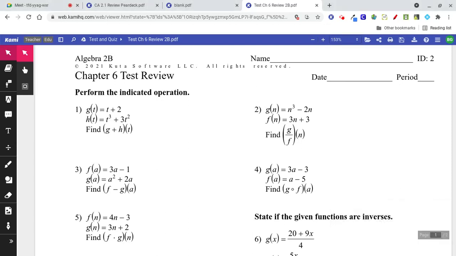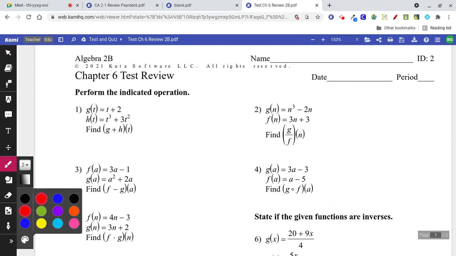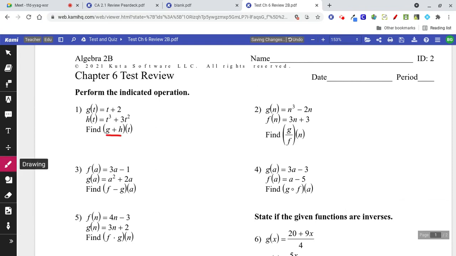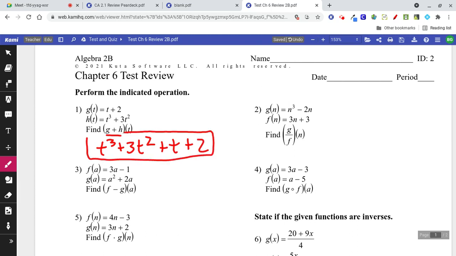Chapter 6 Test Review. Number 1, perform the indicated operation. So what you're looking for is, you notice this says plus, so all you're doing is adding the like terms. And in this case, this is kind of silly because I don't see any like terms, so there's nothing really to do other than just write them in order. If I was going to add the like terms, this is what I would have. It's not a very interesting problem because there aren't any like terms, but that's what it is.